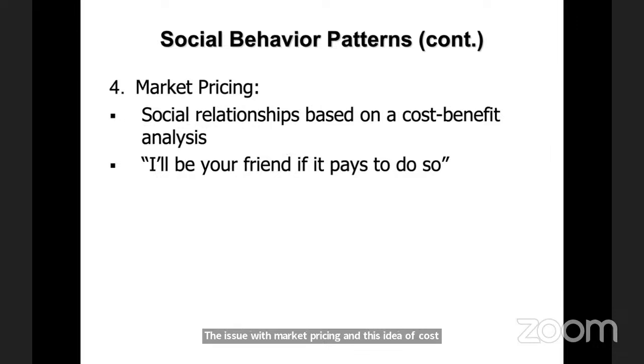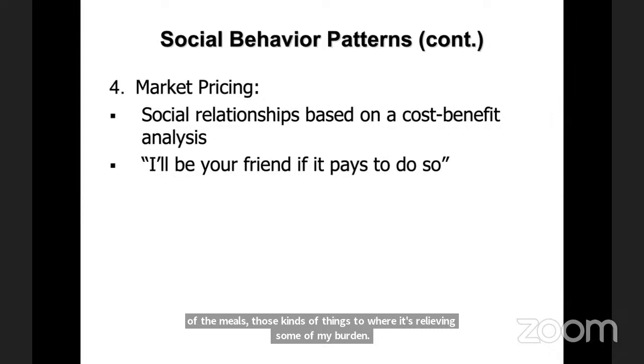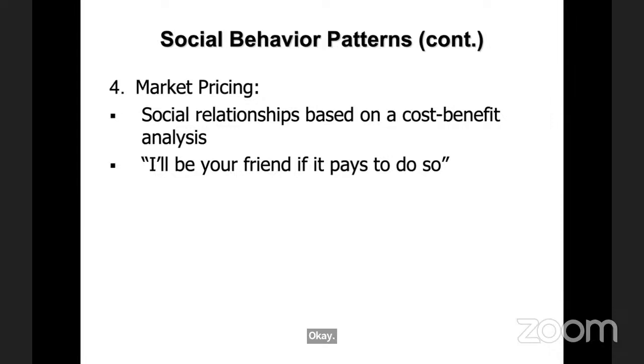to human psychology, is that we think that this is an objective process. Okay, that if, for example, I were single, I would try and find a female who would support me with the bills, and I would equally provide some of the meals, those kinds of things, to where it's relieving some of my burden. Okay. But human psychology is very emotion based. Okay. So a lot of times when we do a cost benefit analysis, we're not necessarily thinking of the objective costs of getting in a relationship. We're thinking of the emotional feelings that it provides.